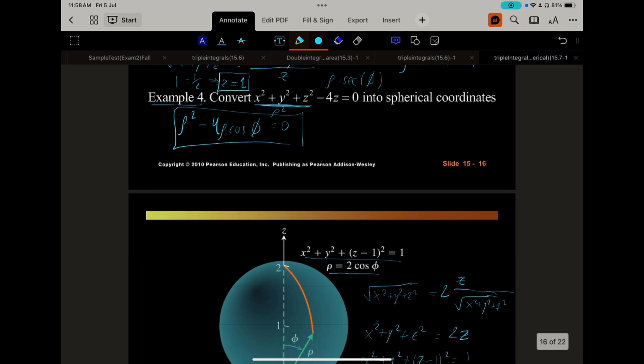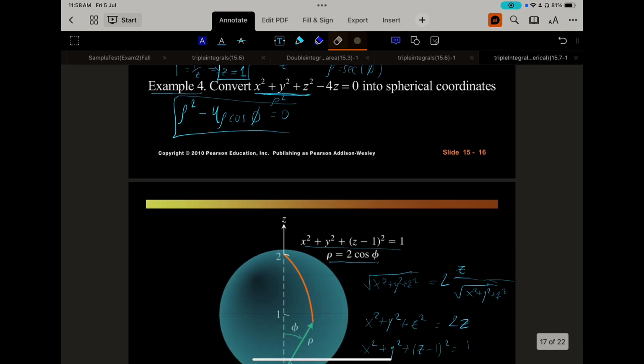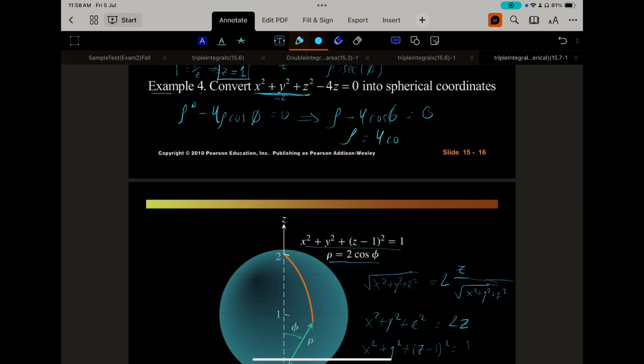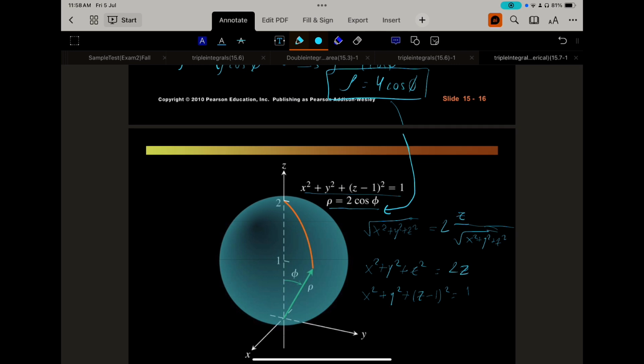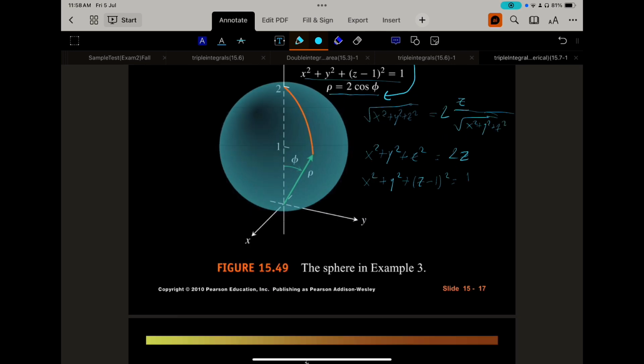Yes, similar. And this can also be simplified. Let's notice this can be simplified to rho minus 4 cosine phi equals 0, so rho equals 4 cosine phi. This can be even further simplified. Which is very similar to what we see here. The difference is that the radius of the sphere here is 4 and here is 2.